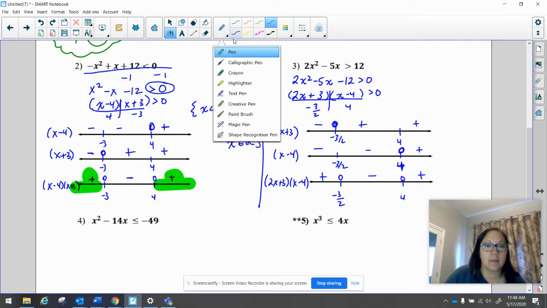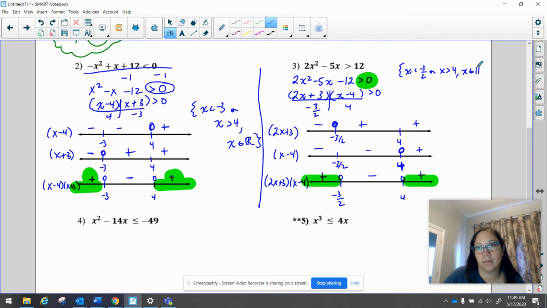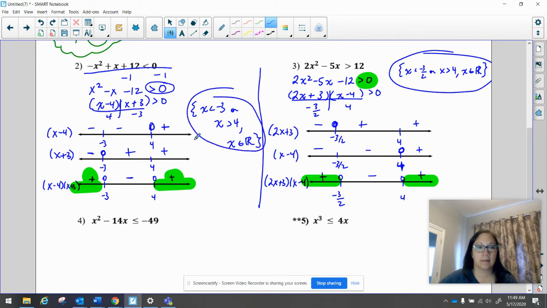So this question was asking me for when are we greater than 0? So we're greater than 0 when we're positive. So there, but not including that 0, and there, but not including that 0. So our solution is x has to be less than -3 over 2, or x has to be greater than 4 and belongs to the set of all real numbers. So this is our solution. Maybe I should be circling that to make it more obvious.